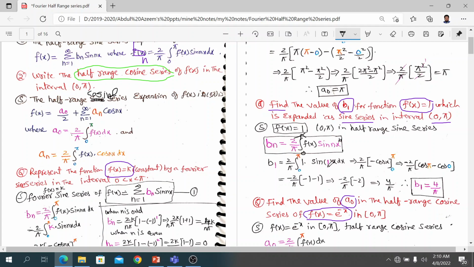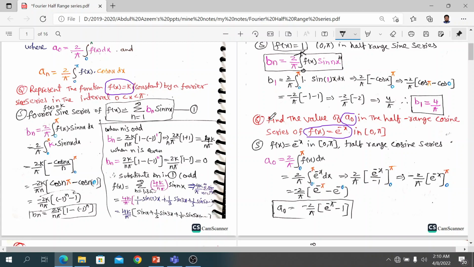So integration of sine x is minus cos x. Take this minus outside, so minus 2 by pi outside. Upper limit cos pi minus cos 0. What is cos pi? Minus 1. Minus, as it is, cos 0 is 1. Minus 1 minus 1 is minus 2. Minus 2 into minus 2 is plus 4 by pi. So the bn value is 4 by pi.